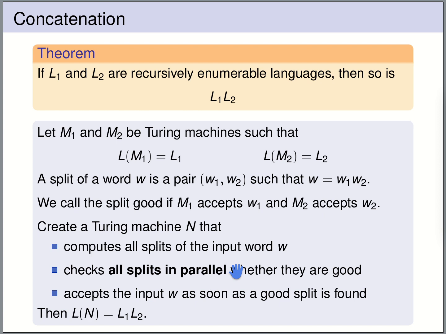And as soon as we have found that one of the splits is good, so as soon as we found one of the splits where both machines accept, so M1 accepts the first part of the split and M2 accepts the second part of the split, then we accept the input word. And it follows that the language of our machine that we have constructed is the concatenation of L1 and L2.